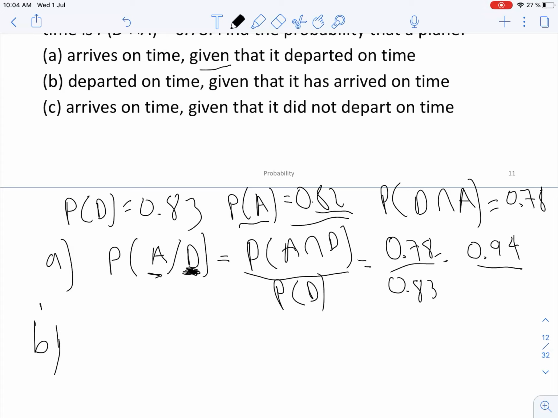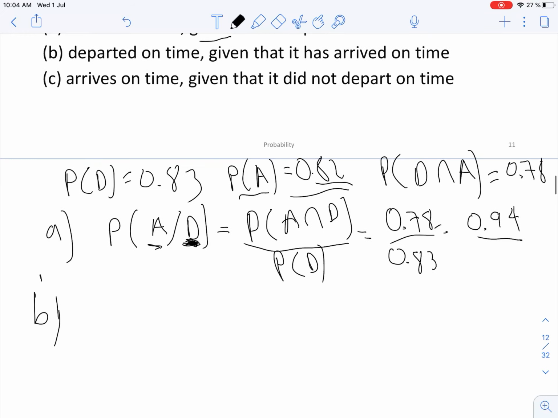It says departed on time, given that it has arrived on time. So it is the opposite. So probability that it departed on time, given that it has arrived on time. So we expect something similar, right? That this conditional probability is going to be a little bit higher than the probability of departing on time, because you know that it arrives on time. So it will increase the probability of departing on time.